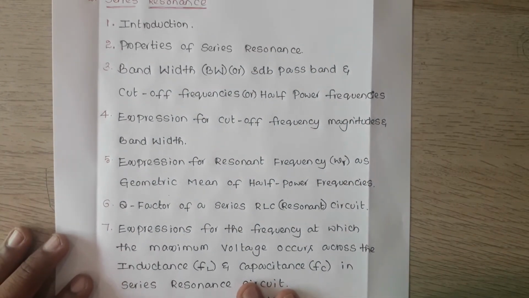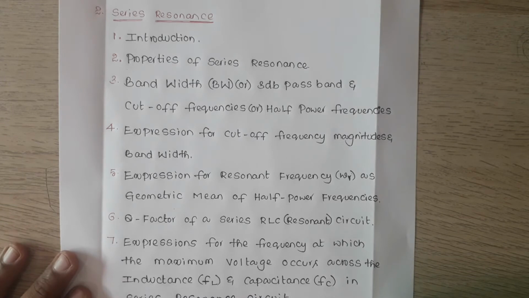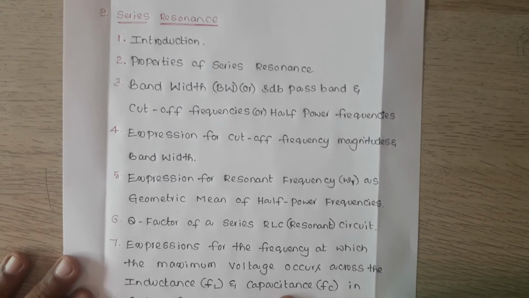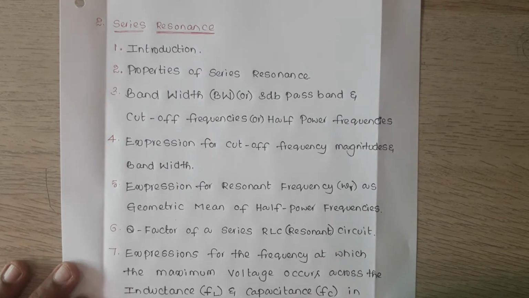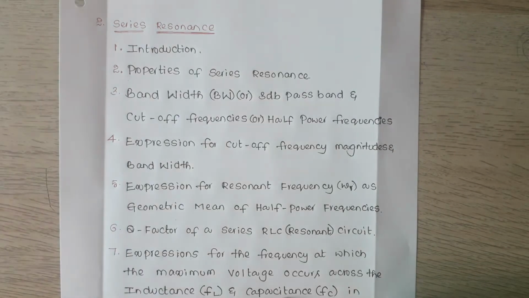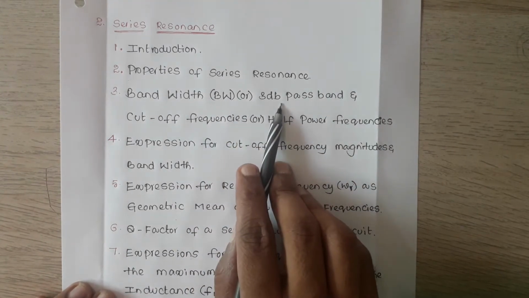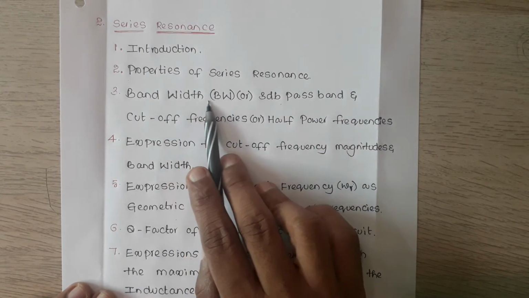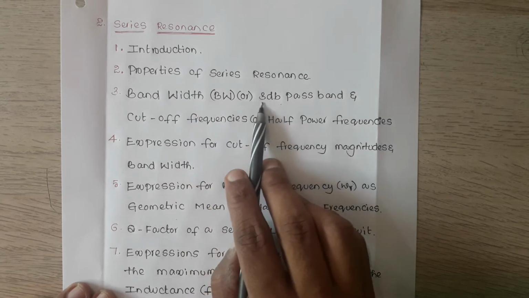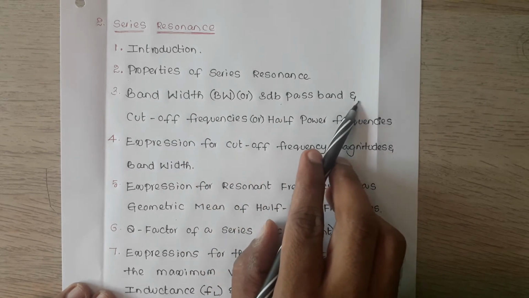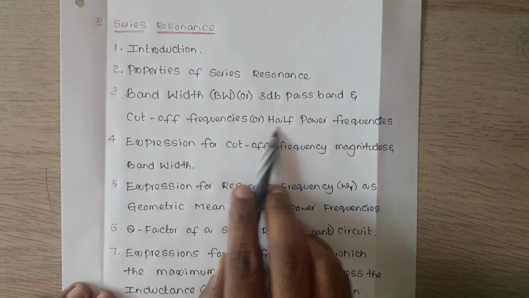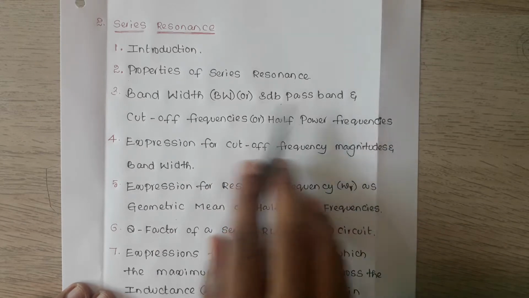So we are discussing unit 4, that is resonance. In that, we are discussing series resonance. We completed the introduction part of series resonance and the properties of series resonance, and now we are on the third topic: bandwidth BW, otherwise called the 3 dB passband, and the cutoff frequencies, otherwise called the half power frequencies.